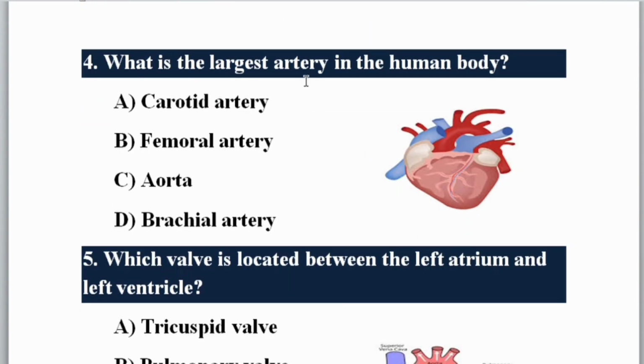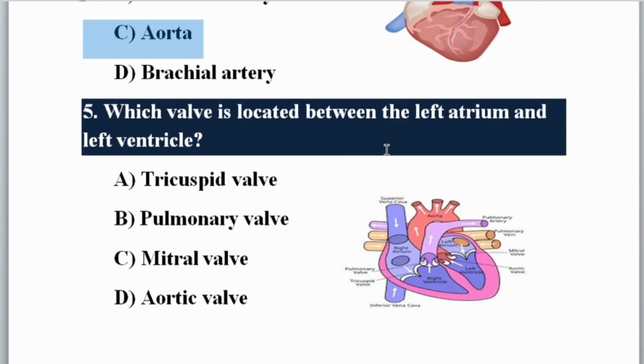What is the largest artery in the human body? Alpha, carotid artery? No. Beta, femoral artery? No. Charlie, aorta? Yes, aorta is the largest artery in the human body.